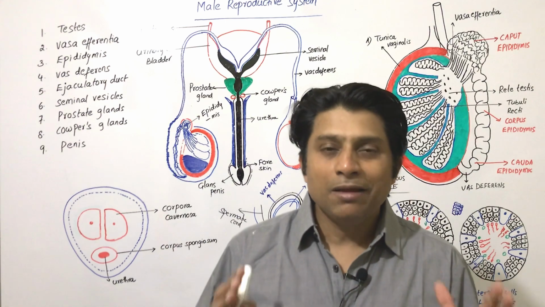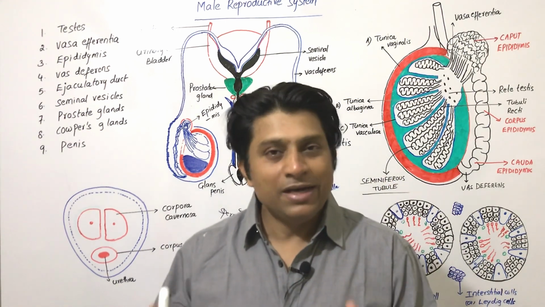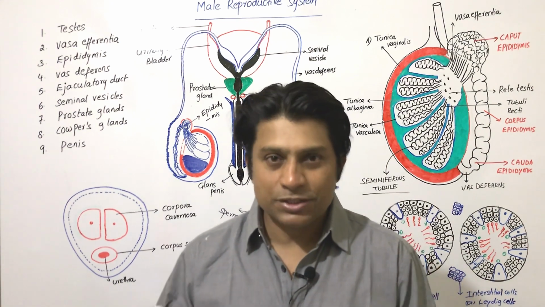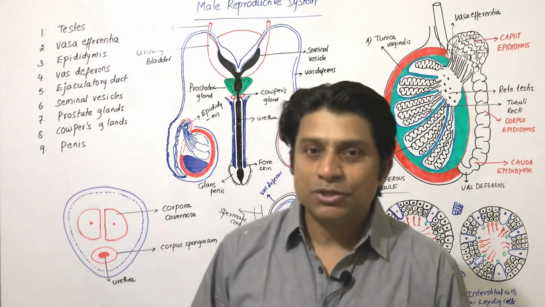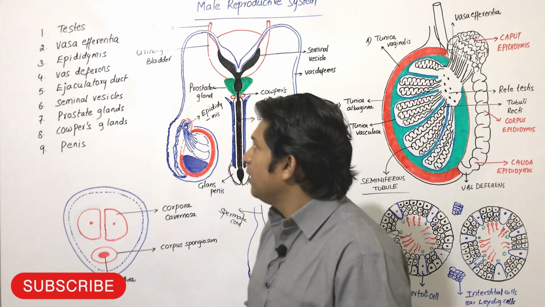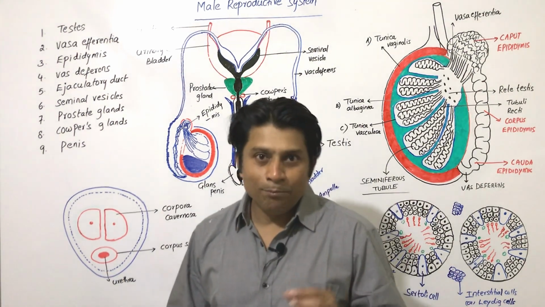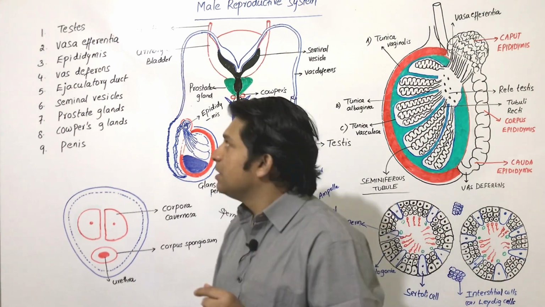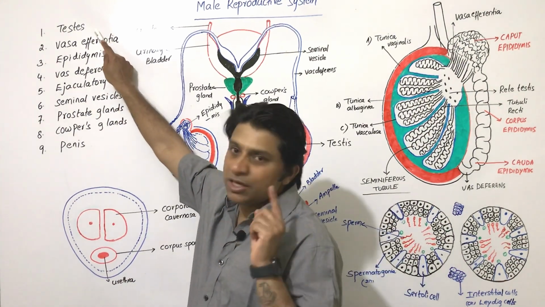This is the human male reproductive system. So let us find out what the different structures in the male reproductive system and their functions are. First, the male reproductive system includes gonads. Male gonads are called testes, which are called primary sex organs. One pair of testes is present.